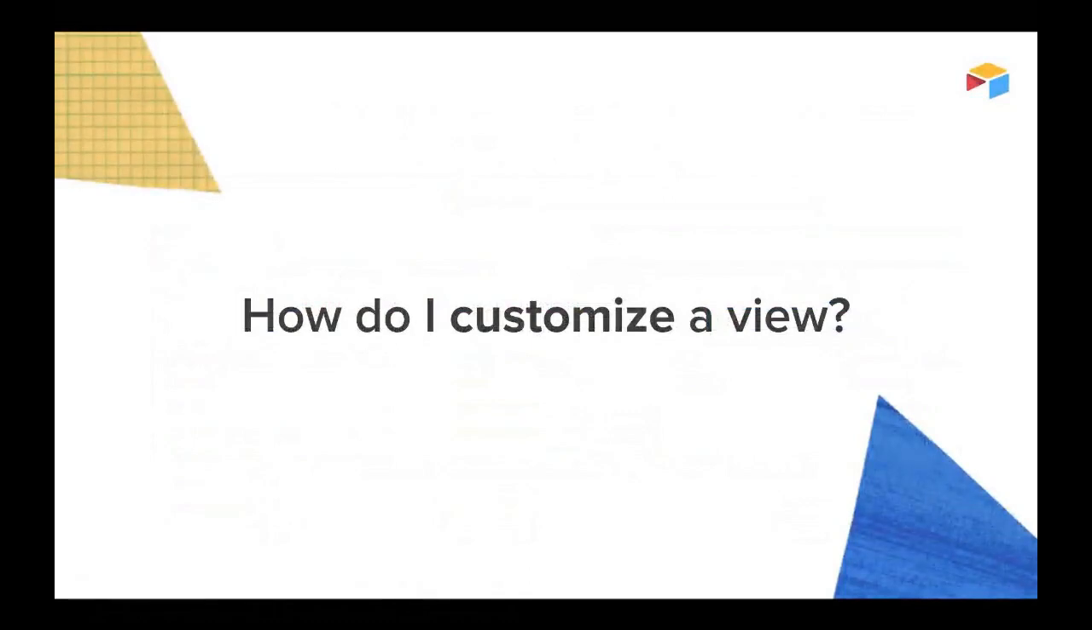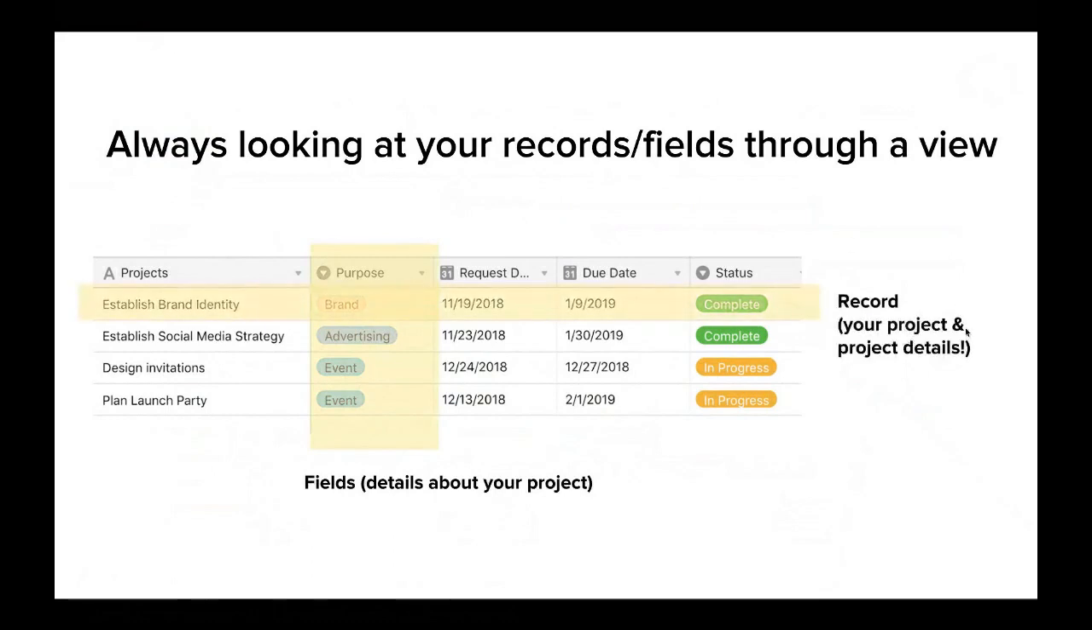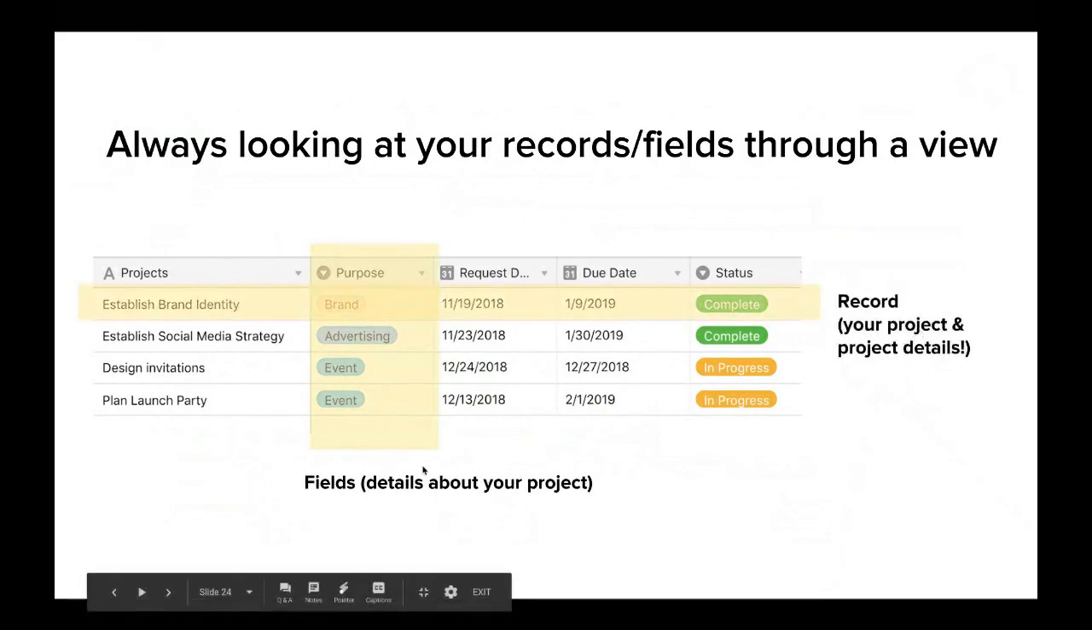So how do I actually customize a view? In order to answer this, we'll actually need to take a look at what it means to just be looking at a view. So you're always looking at your records through a view. And again, to recap, a record is your project and the related details, whereas fields are the actual details about each project.